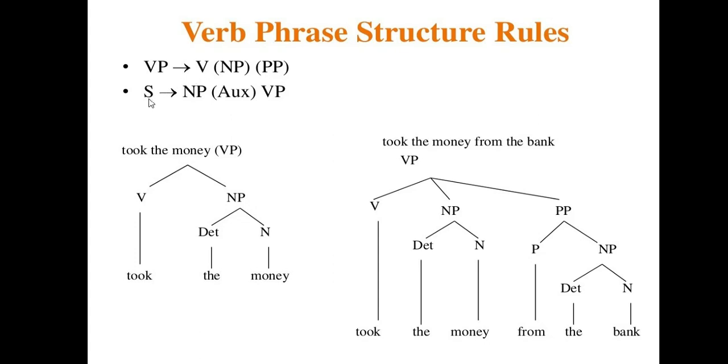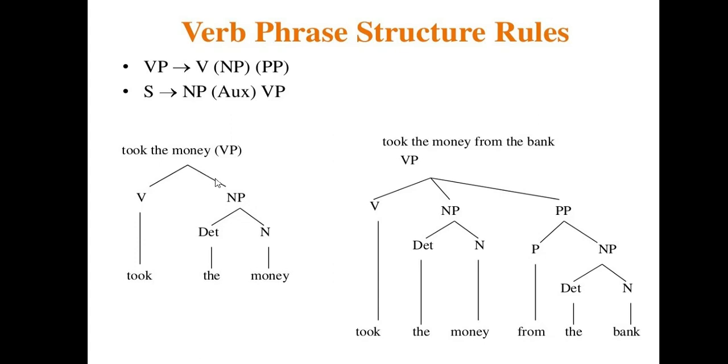In this case we have a sentence, which is composed of a noun phrase, the auxiliary, and the verb phrase. Took the money. Took the money is what? A verb phrase. Why? Because we have a verb here. Took the money. What is the verb then? Took. Then we have a noun phrase here. The money is a noun phrase.